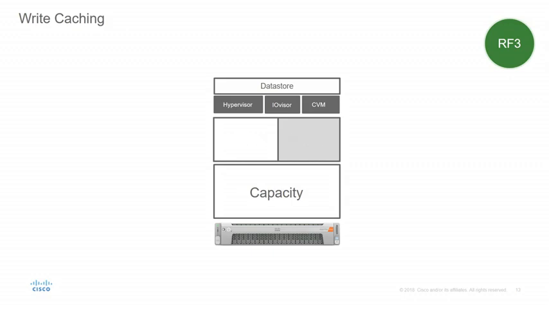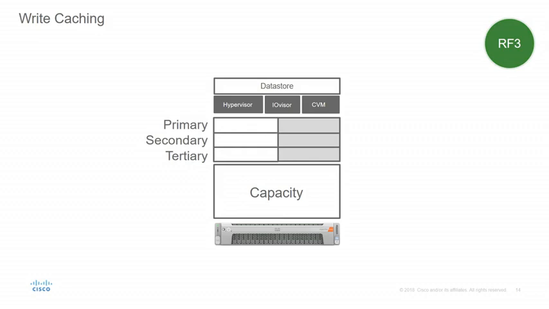The write cache is further segmented into several cache levels. The number of cache levels is determined by the replication factor, which you define on installation. In RF2, the cache is segmented into 2 levels, in RF3, into 3: primary, secondary, and tertiary. In hybrid systems, the caching drive is also used for read caching.